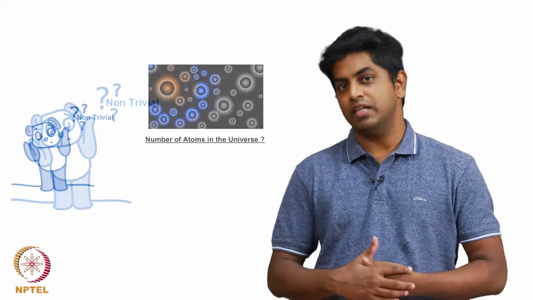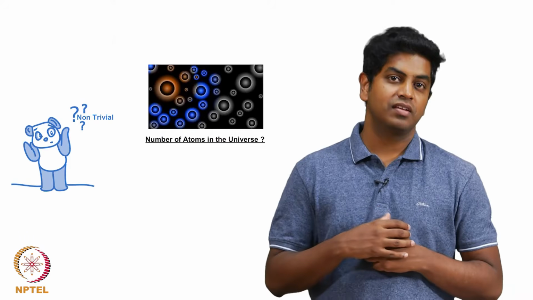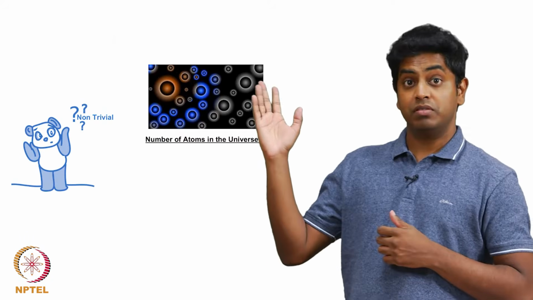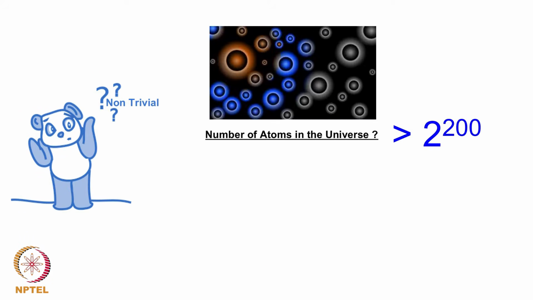Let me ask a very seemingly unrelated question here. What do you think is the number of atoms in the universe? It is a very big number. It is roughly 2 to the 200 plus, more than that. 2 to the 200 plus is the number of atoms in the universe, so much to be precise. So what?